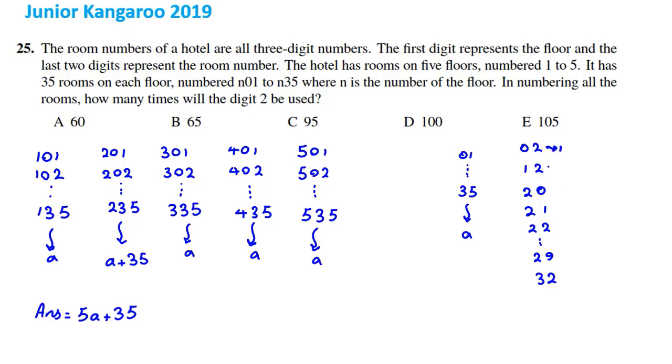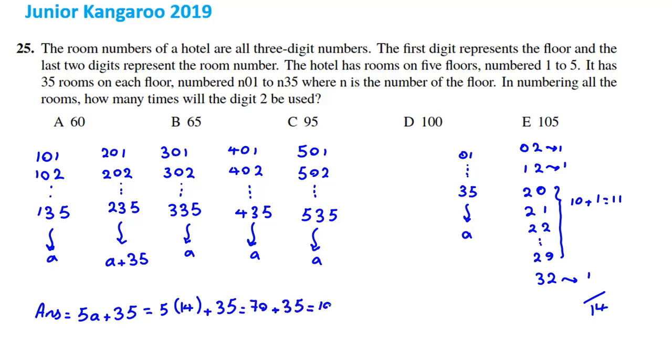Okay, we have 1 here, 20 to 29. We have 10 2's plus 1, 2 in the ones digit, 11. And here 1. So 11 plus 1, 12, 13, 14. Okay, so the answer is 5 times A, which is 5 times 14, plus 35. 5 times 14 is 70, plus 35, which is 105. So the right choice is E.